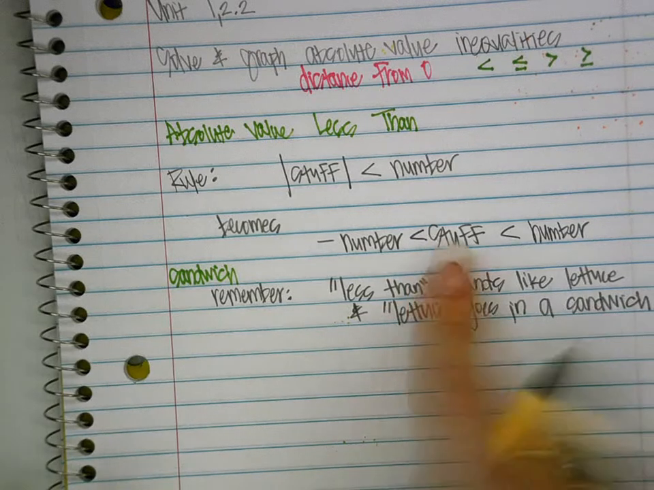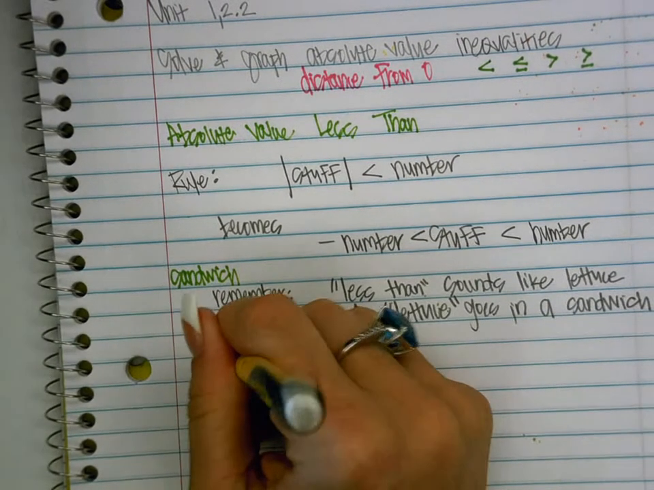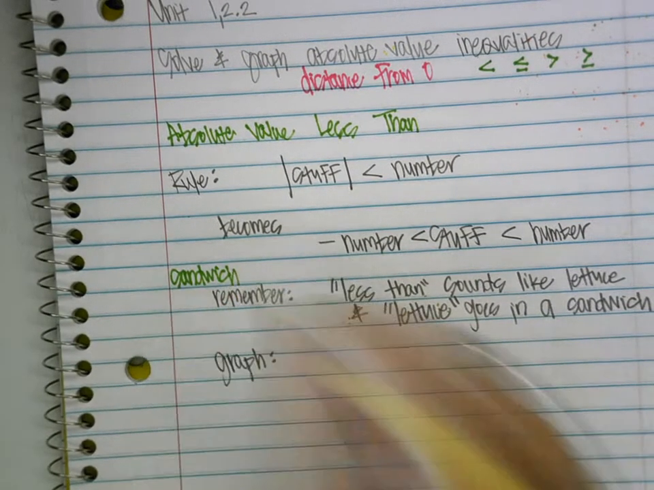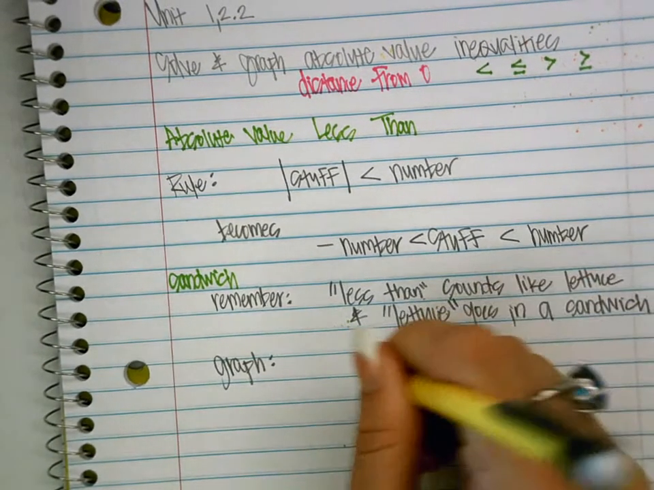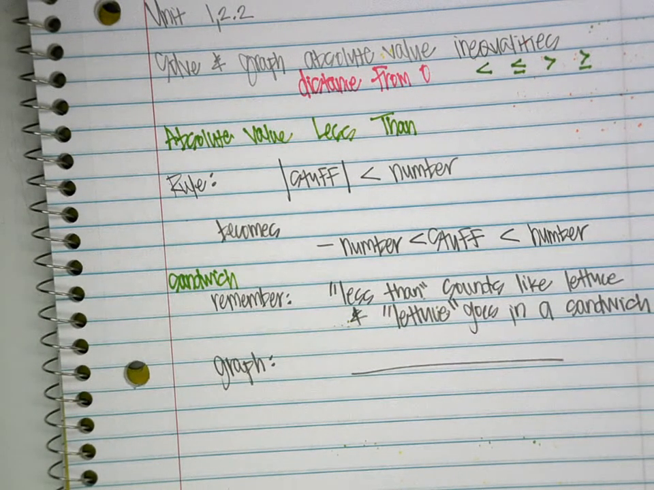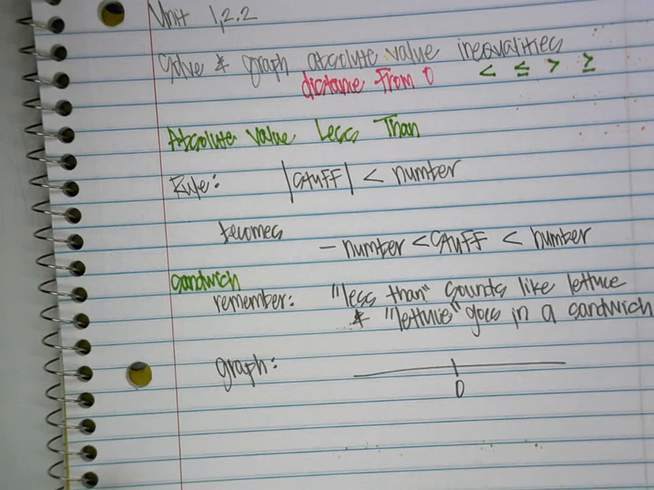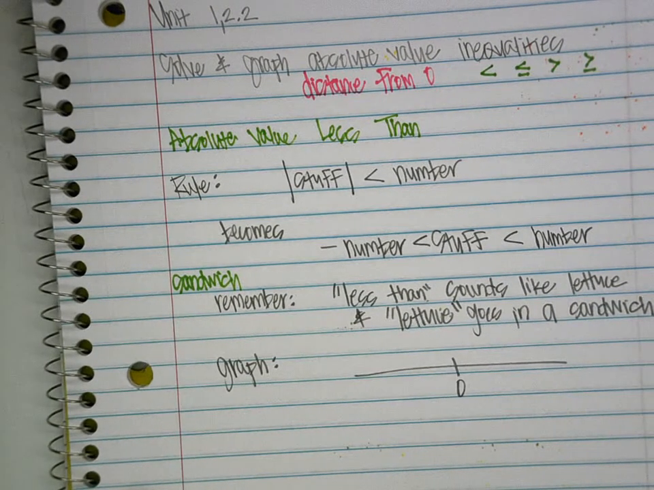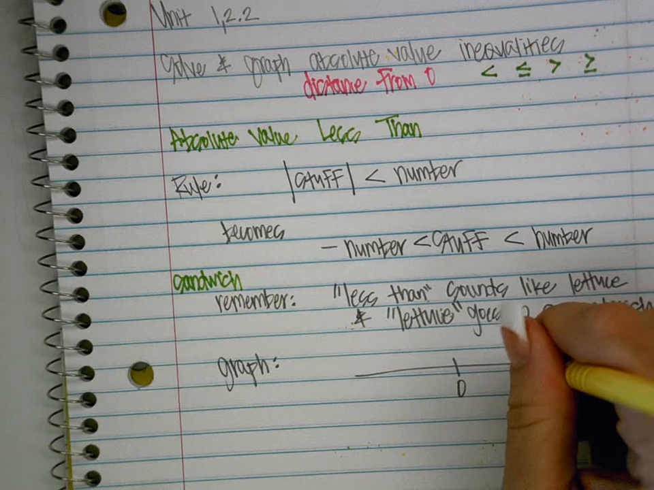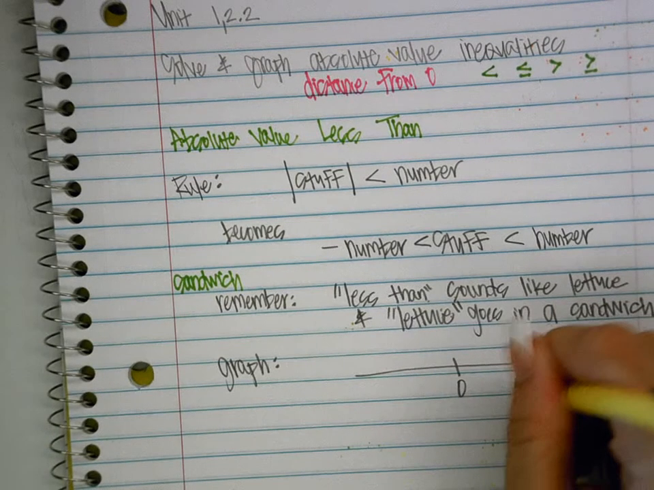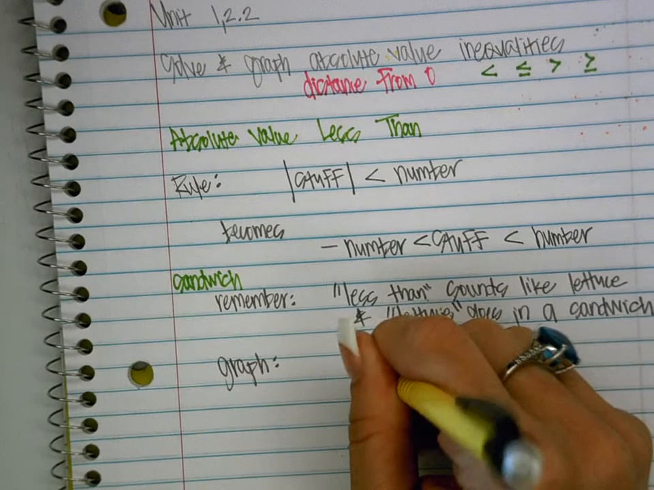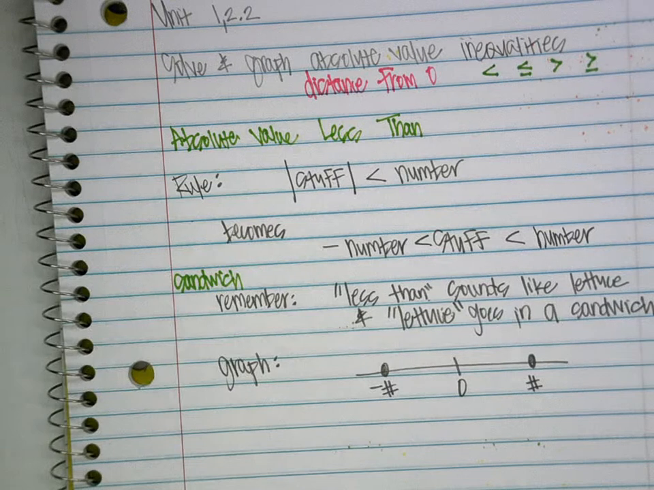So, when you graph this, the graph is also a sandwich, okay? Graphing this, we're just going to be graphing them on a number line. So, write your line. You need to write a reference point of 0, just in the middle. Then, you're going to put your whole number on the right. Put the negative number on the left.